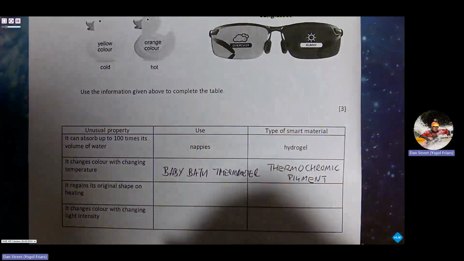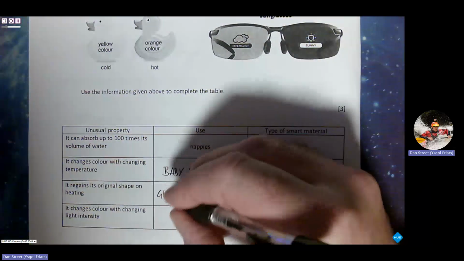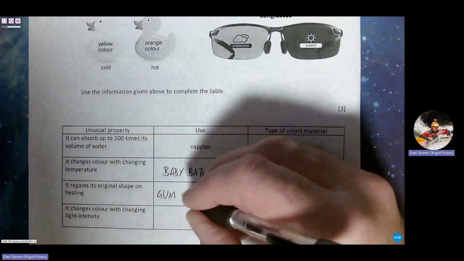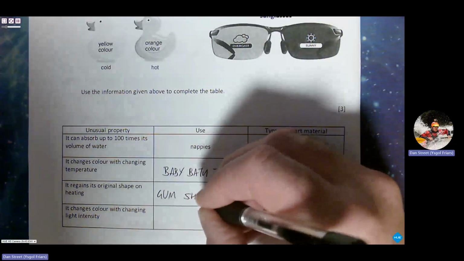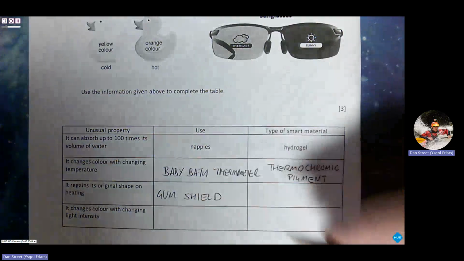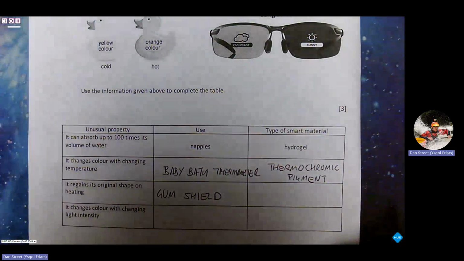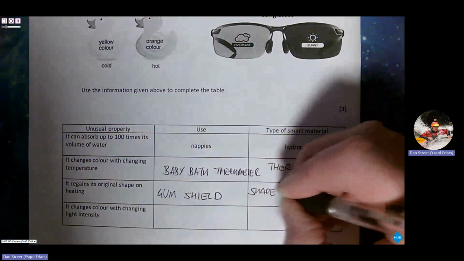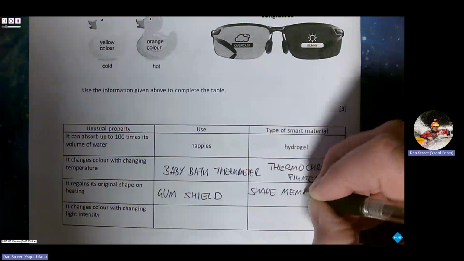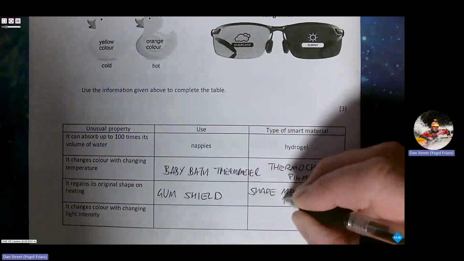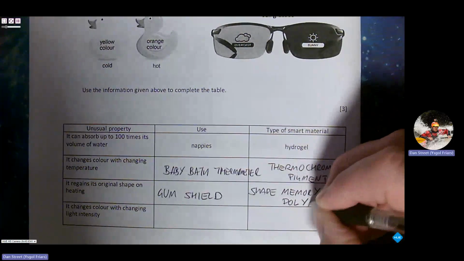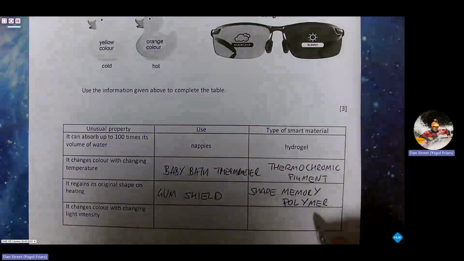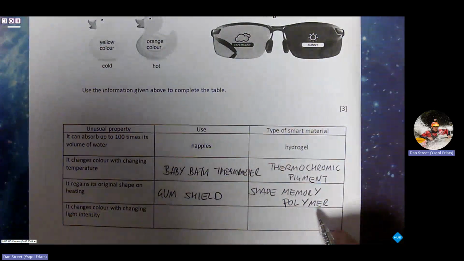It regains its original shape on heating. That'll be a gum shield, because if you're biting down hard on your gum shield during the game, then it will deform. Or if you have a collision with somebody, it will deform. But then when you want to use it again for your next game, you need it to be back in the original shape. So for that, we'd use a shape memory polymer. There is such a thing as shape memory alloys. However, you don't really want to put a chunk of metal in your mouth when you're playing a contact sport. Okay, so shape memory polymer.